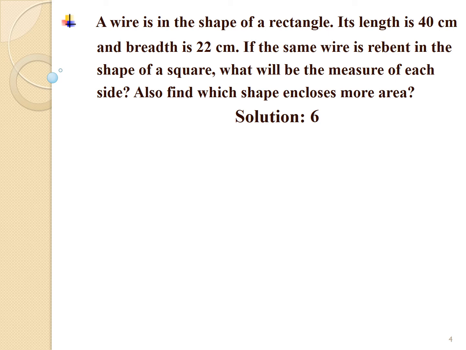Now, question number 6. A wire is in the shape of a rectangle. Its length is 40 centimeters and breadth is 22 centimeters. If the same wire is rebound in the shape of a square, what will be the measure of each side? Also find which shape encloses more area.